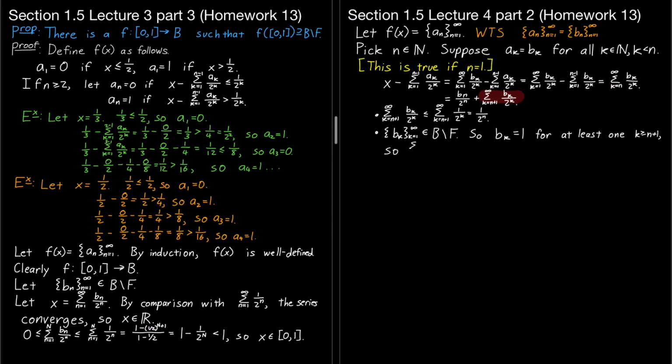So this tail sum, b_k over 2 to the k, is strictly positive. It cannot be 0. The only way it could be 0 would be if all the b_k's were 0. And one of the b_k's is positive, so you can't add a positive thing and a bunch of other things that are either 0 or positive and get a negative thing or even get back to 0. You've got to be positive.